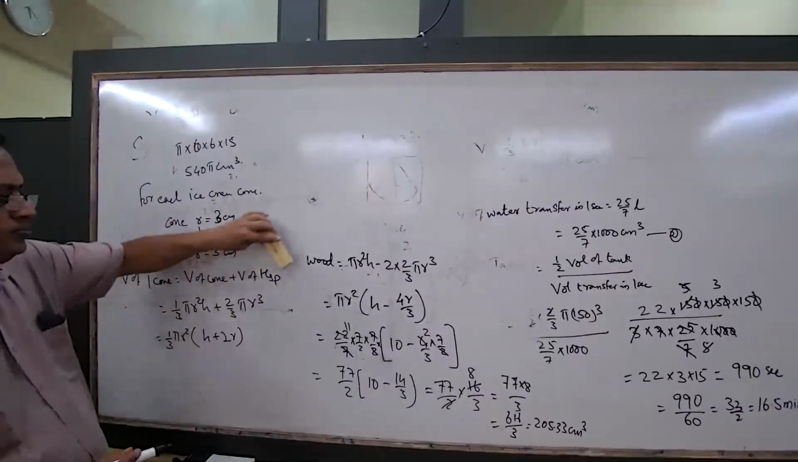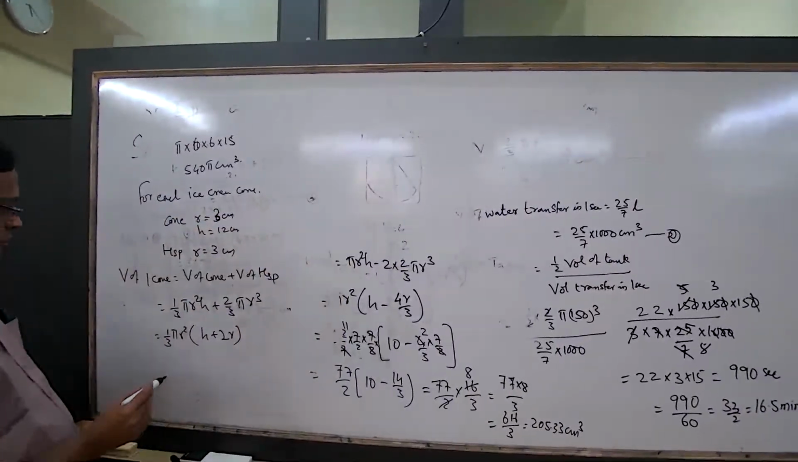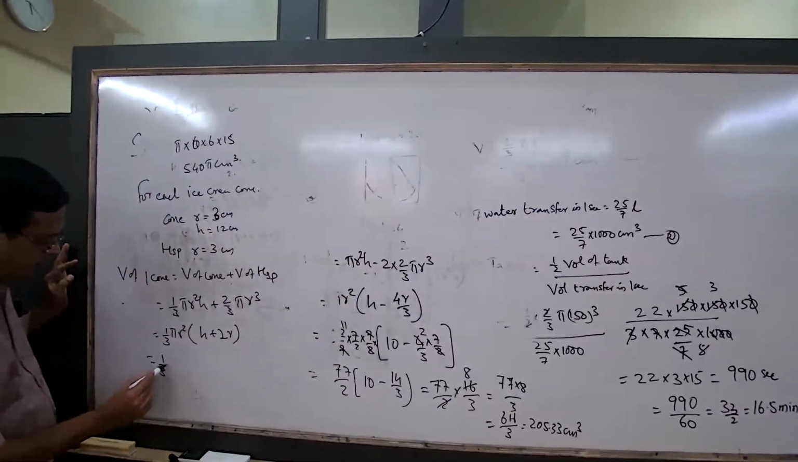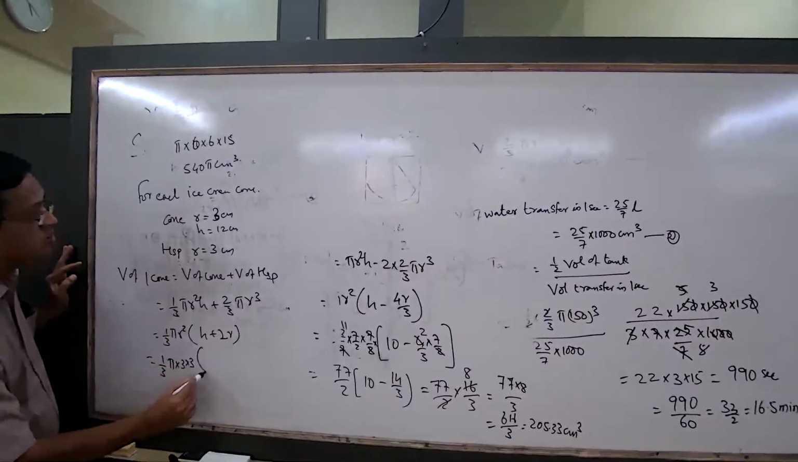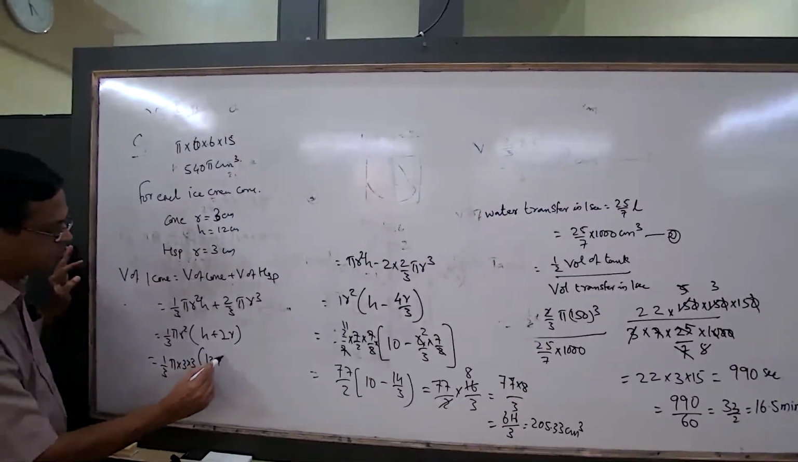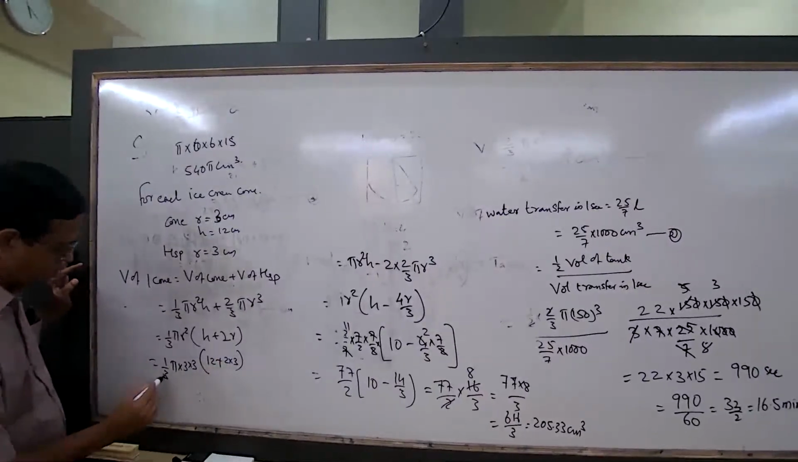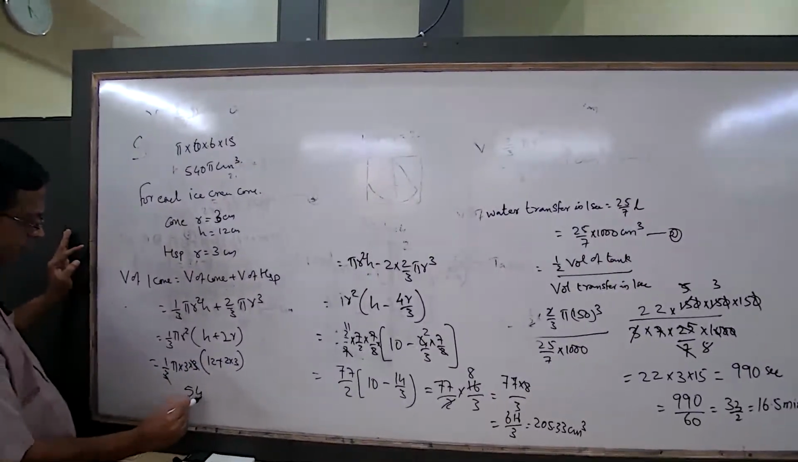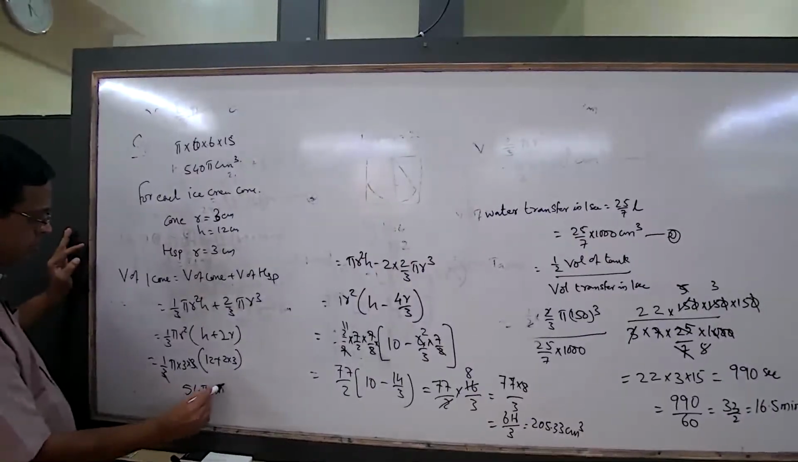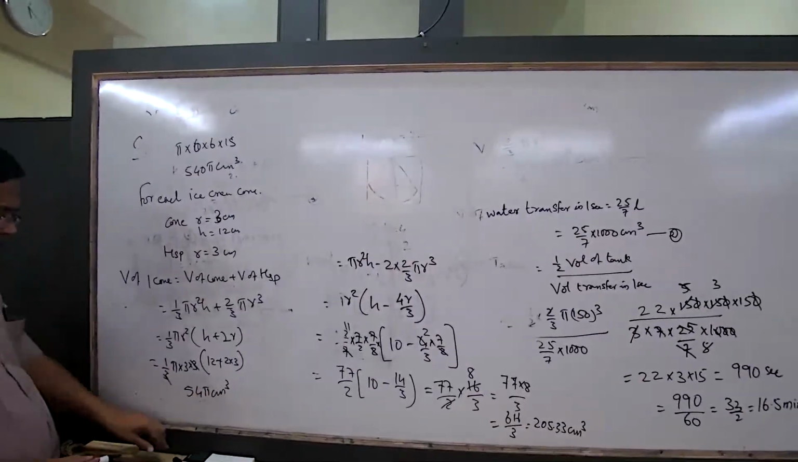Very good. Therefore, this is equal to 1 by 3 pi. R is how much? 3. 3 into 3. H is how much? 12 plus 2 into 3. That is, this is cancelled. 12 plus 6 is 18. 3 sixes are 18, so 54 pi centimeter cube. That is the volume of one ice cream cone.